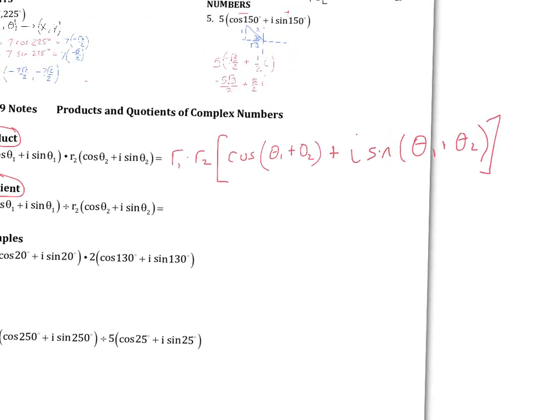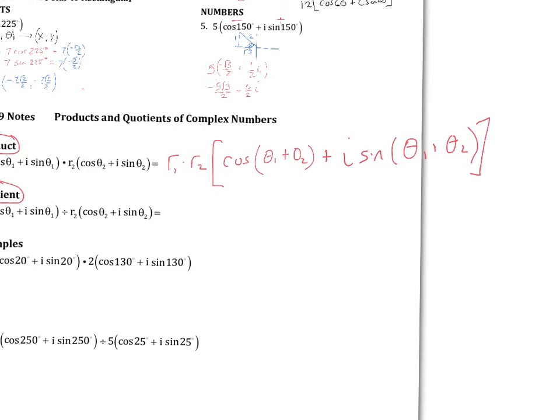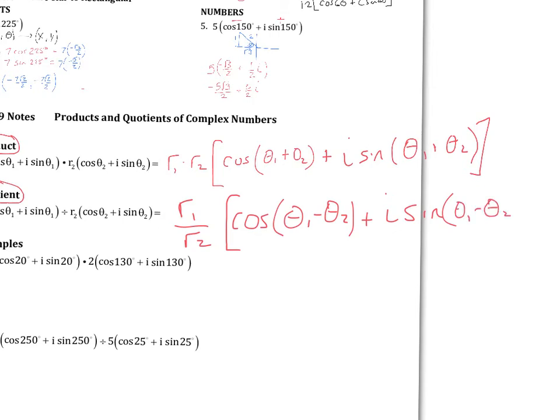The quotient rule, right below, is I would do the same thing with the r's, so I'm just going to do what it tells me to do, r1 divided by r2, and then I subtract the angles. So it would be cosine of theta 1 minus theta 2 plus i sine of theta 1 minus theta 2. Simple as that. Add when you multiply, subtract when you divide. It's kind of like exponents, right?